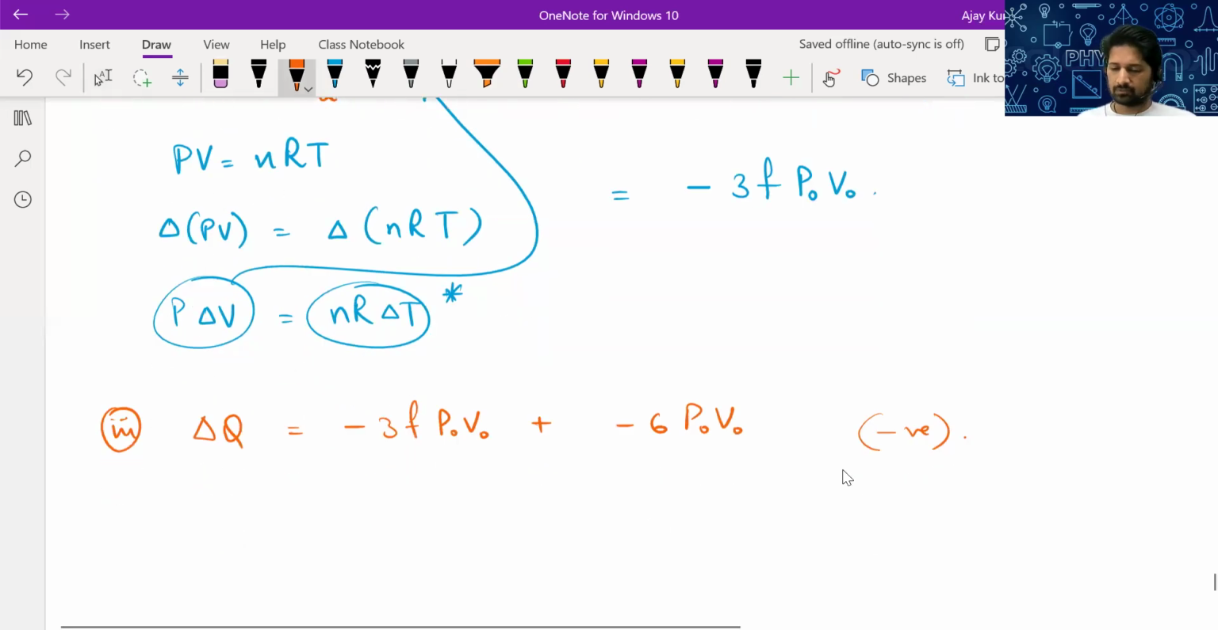In the first law of thermodynamics, delta Q is delta U plus delta W. Remember that delta Q stands for heat supplied. And we are getting that as negative. That means heat is actually taken away from this system.